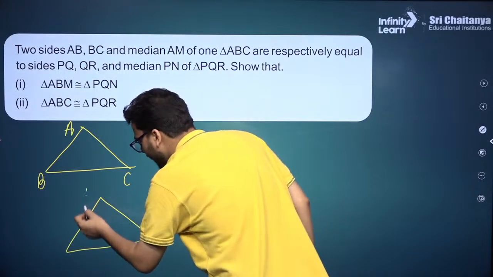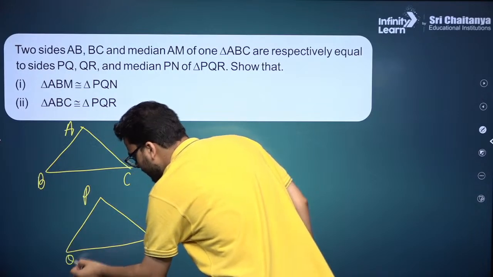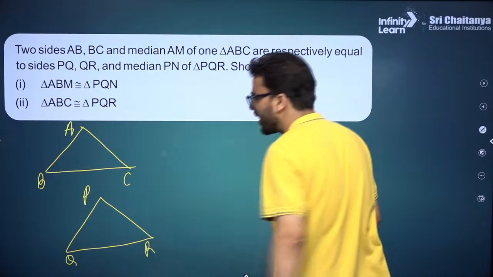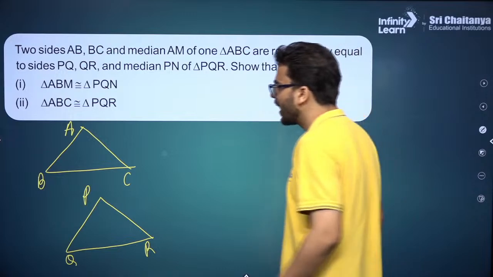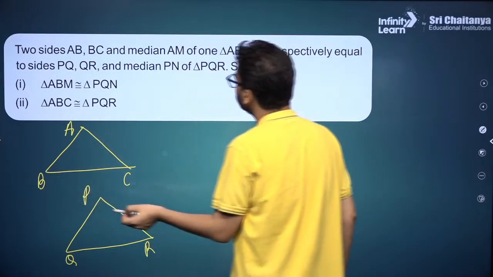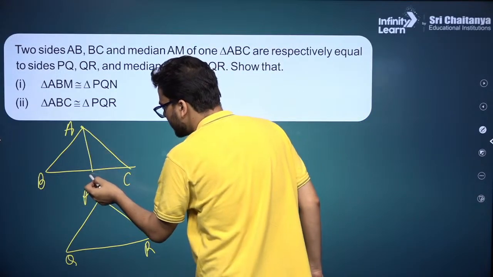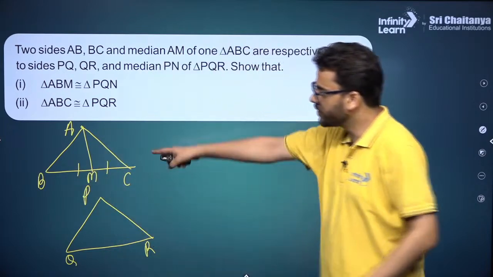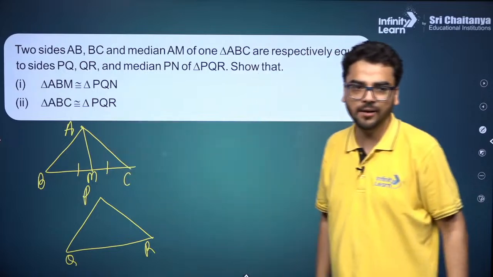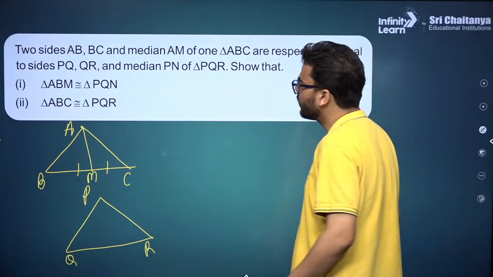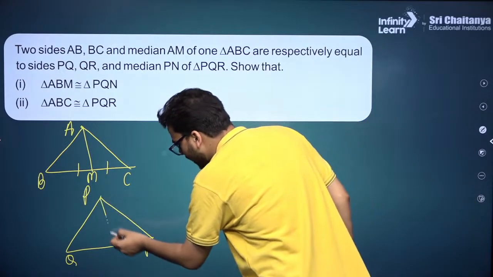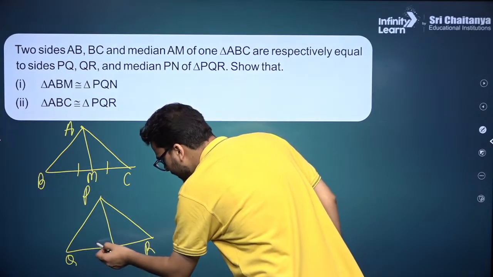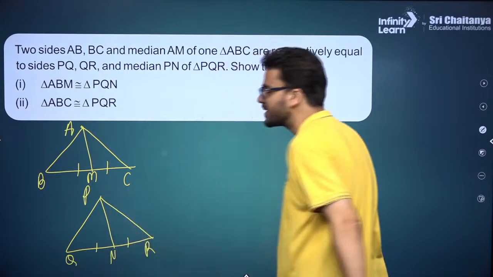Don't go by the figure, guys. They might not look to be congruent. They're just a rough figure over here. So ABC and PQR over here, and it is given median of this triangle AM. This is the median. Median, you know that it joins the midpoint of the opposite side of the triangle, correct? And then you have got median PN of this triangle over here. This is the median PN. I hope this is clear.